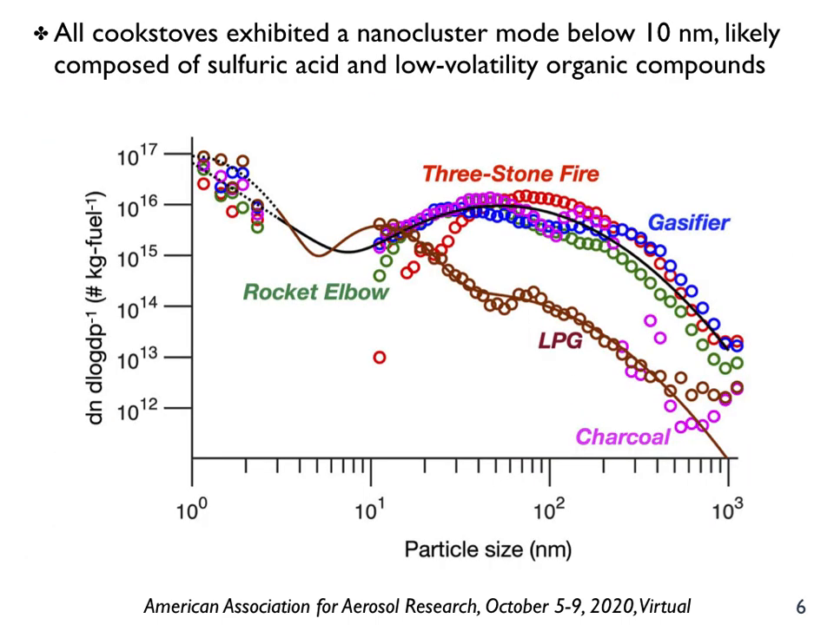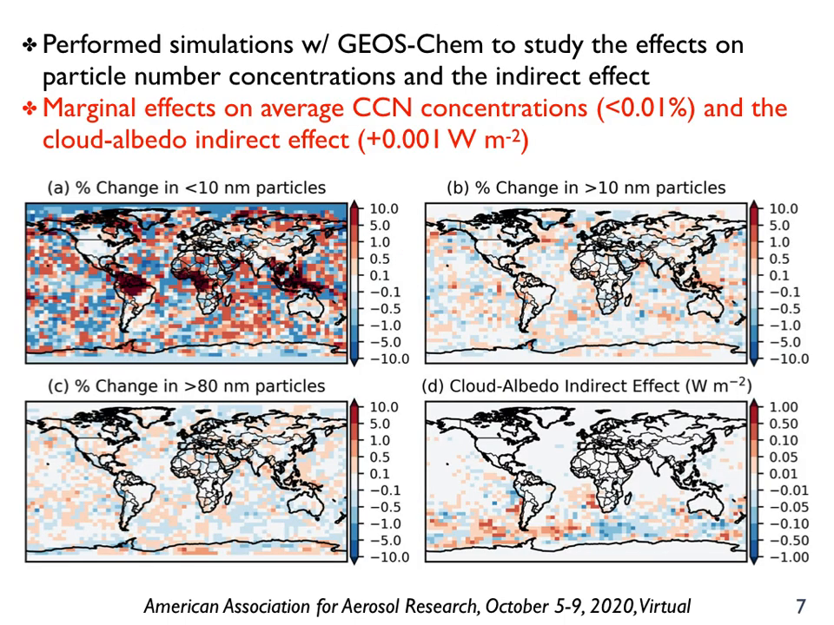The sub-11 nanometer particle emissions can be clearly seen in this figure that shows the particle size distribution stitched together by combining the A11 data with the SMPS data. Surprisingly, all cookstoves showed the so-called nanocluster mode for 1 to 3 nanometer particles, which was likely composed of sulfuric acid and lower volatility organic compounds. Unfortunately, we did not measure the chemical composition of the sub-11 nanometer particles, but encourage future studies to do so.